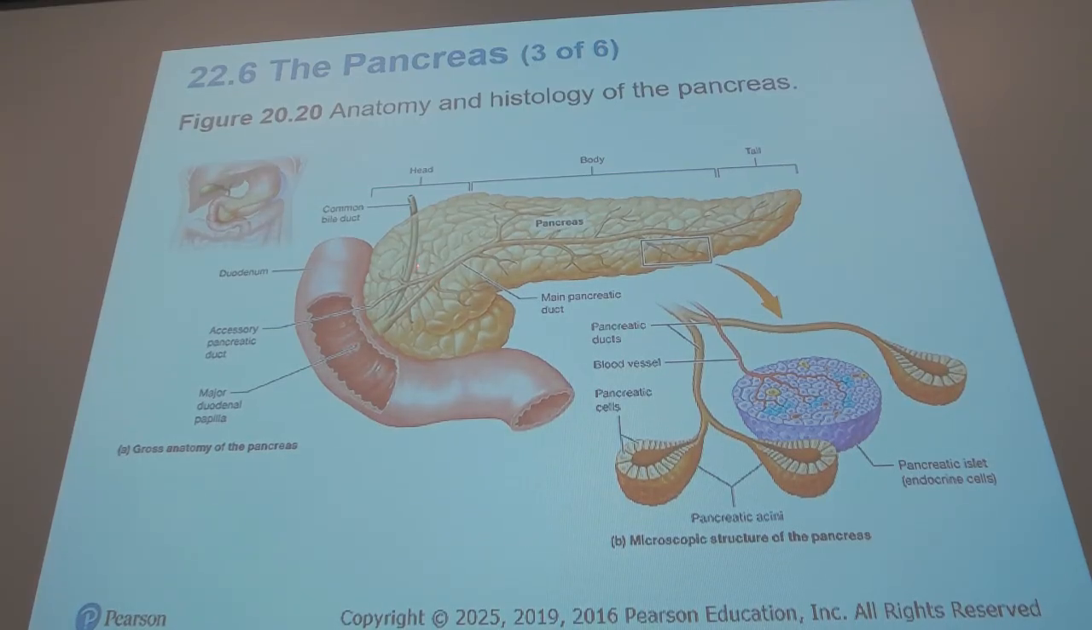And then we have the common bile duct, which is part of the duct that drains the bile from the liver into this same portion. And then we have an accessory pancreatic duct that also releases this secretion from the pancreas, just in case this one is obstructed, you have this accessory pancreatic duct.